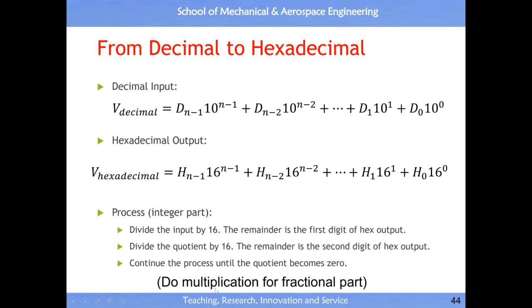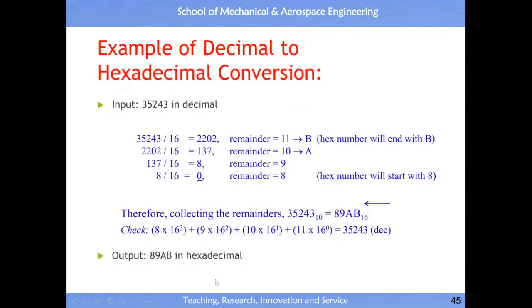For the fractional part, we just do multiplication. Something like that. So here is an example. Let's say we have this decimal number as an input. Then we want to determine what the hexadecimal number will be. First step, the decimal number divided by 16. This is the quotient, and this is the remainder, 11, represented by B. This will be at position 0. Then the quotient divided by 16, we get this quotient with remainder 10. 10 is equal to A, represented by A at position 1.